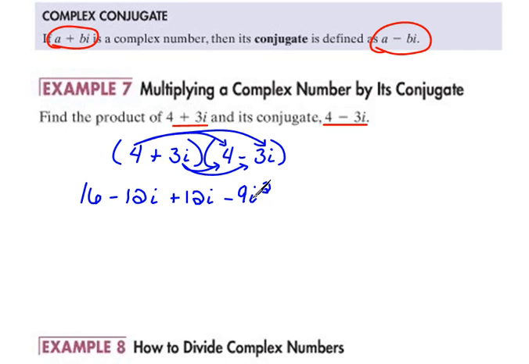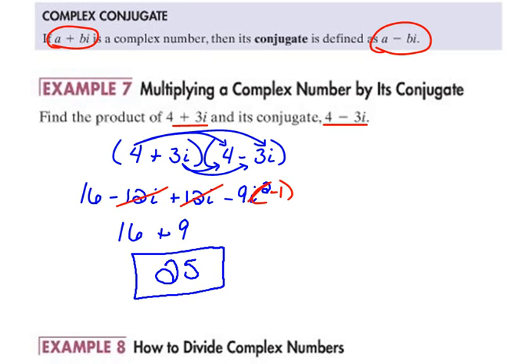Now, looking at what we have now, it looks like we have a negative 12i and a positive 12i. Those will cancel each other out. And another thing is we have an i squared here. i squared is really negative 1. So this negative 9 times negative 1, this is the same thing now as saying 16 plus 9, because negative 9 times negative 1 is a positive 9. And 16 plus 9 is actually 25. Very interesting.